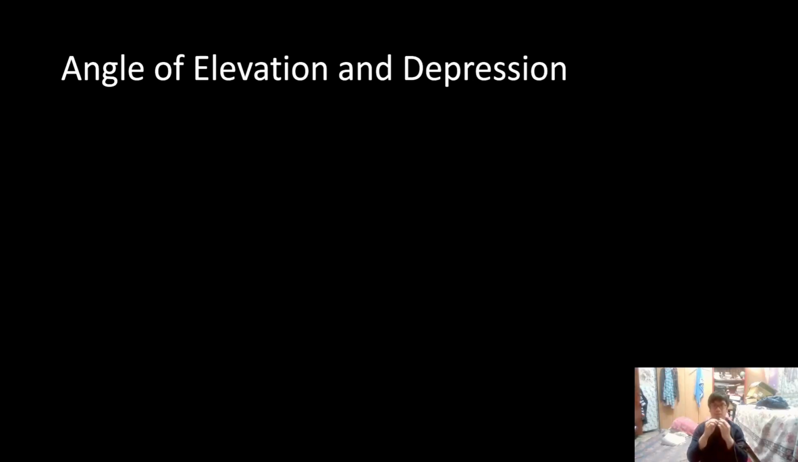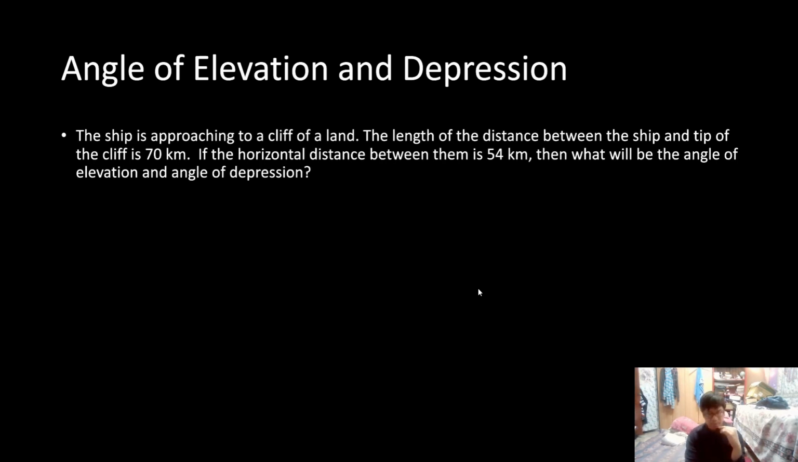Hello everyone. In this video, we're going to continue our discussion about angle of elevation and depression. There's one problem that we will solve right now, which is this one. The ship is approaching a cliff of a land. The length of the distance between the ship and the tip of the cliff is 70 kilometers. If the horizontal distance between them is 54 kilometers, then what will be the angle of elevation and angle of depression? Now, this is actually a tricky question.